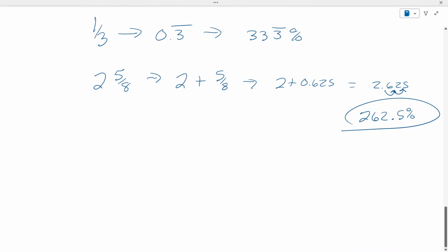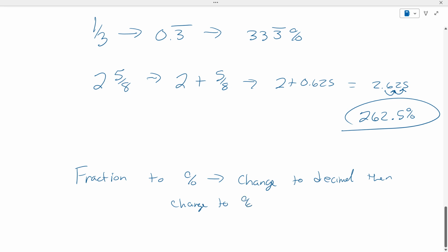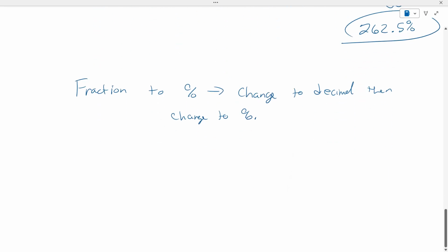So when you change a fraction to a percent, change to a decimal first, then change it to a percent. So if we have a percent to a fraction, we put the number over 100. And then you simplify it. So those are the things we're doing.